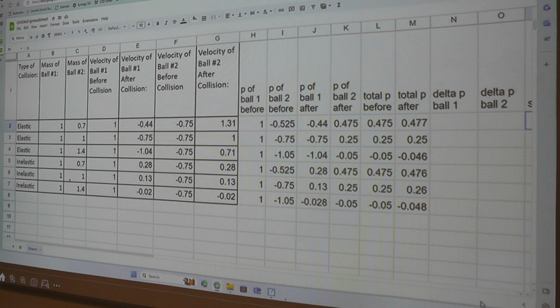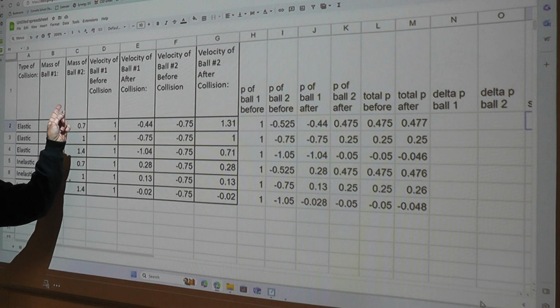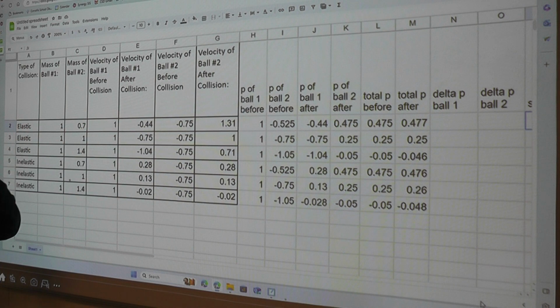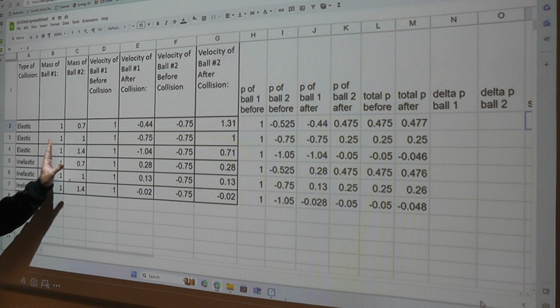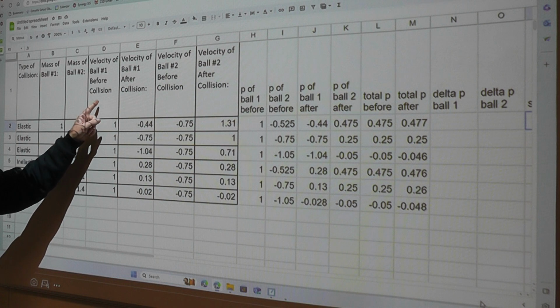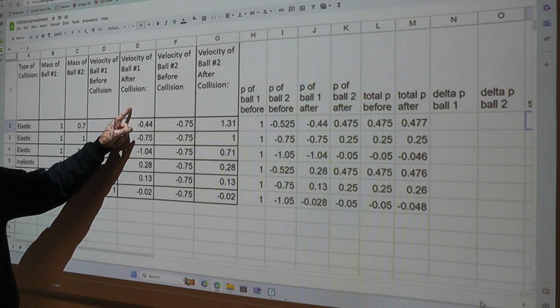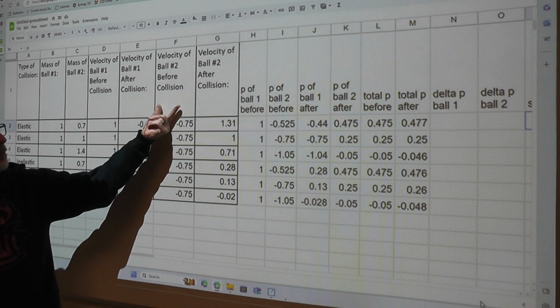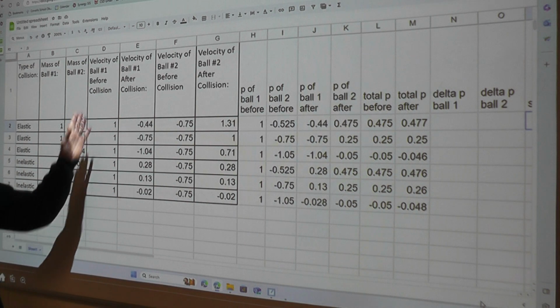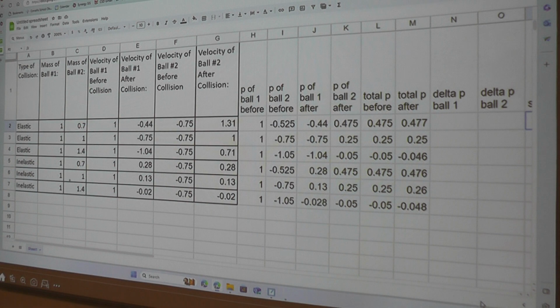This isn't one of them, but one of the things that's nice about this is when you try to set up a data table like this on paper, things can get muddled a lot more easily. Like you run out of room or you can't read your handwriting. So one of the nice things about this is there's some clarity to what's going on. If I decide it's easier to have the velocity of ball 1 and then the velocity of ball 2 before the collision here, and the velocity of ball 1 and ball 2 after the collision here, I can do that. I can just move these columns around.